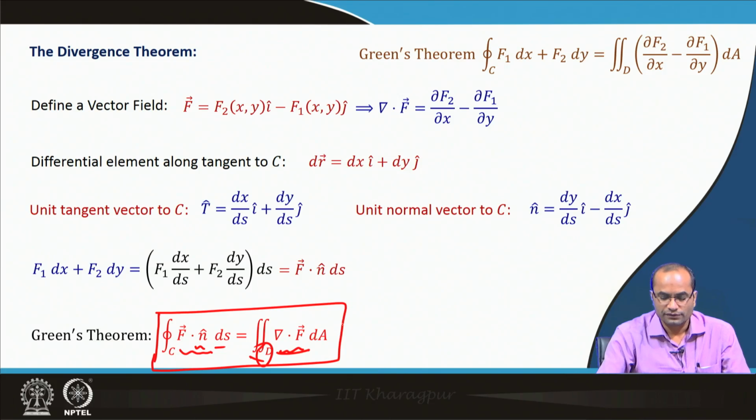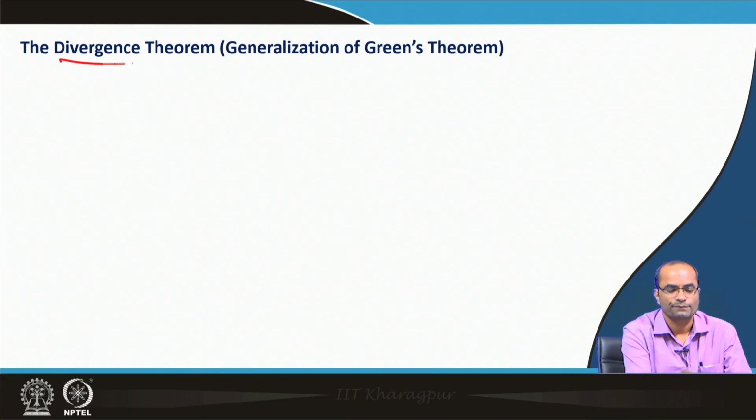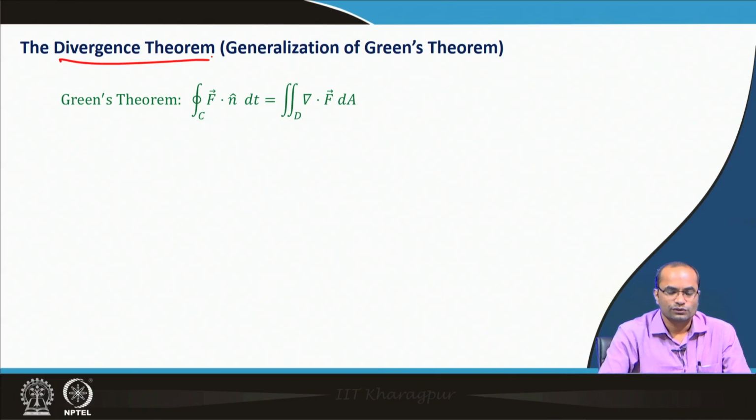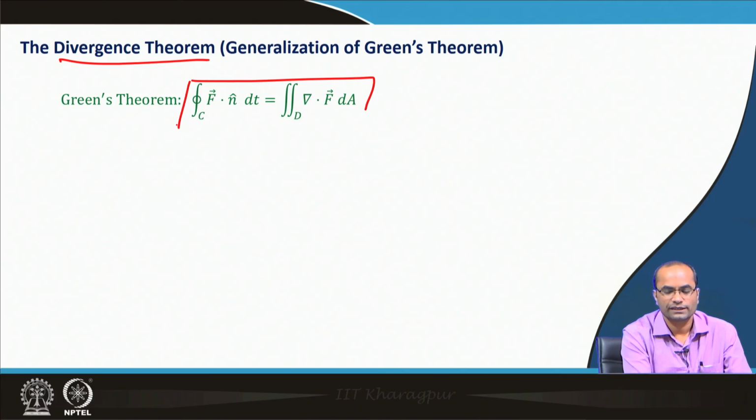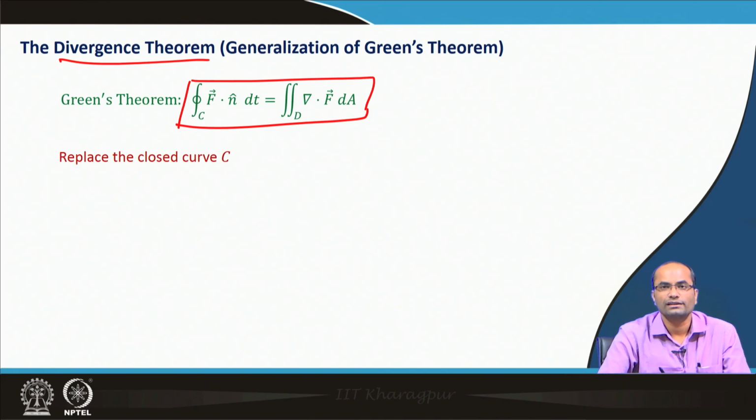Now, moving further from this result, we come to the generalization of Green's theorem, which is the so called divergence theorem. We have just observed that Green's theorem can be written in this format, and now we are going for the generalization without proof. This is just one way of understanding this. The formal proof is pretty lengthy.